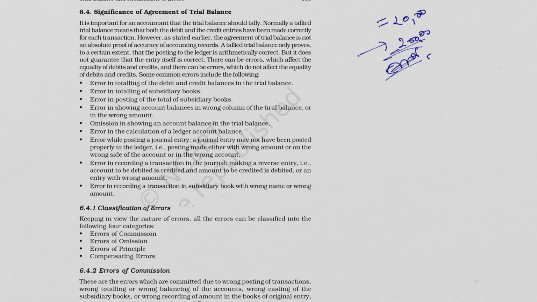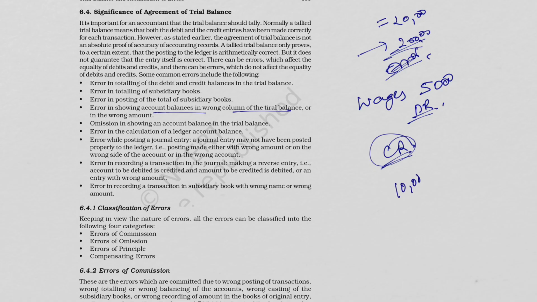Then we have error in placing balance in the wrong column of the trial balance. Sometimes the accountant writes an amount in the wrong column. For example, wages rupees 5,000 is a debit balance, but mistakenly we have placed it in the credit column. So this creates a difference of rupees 10,000 in trial balance.